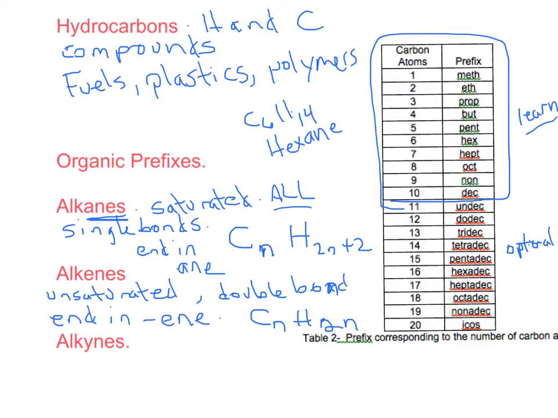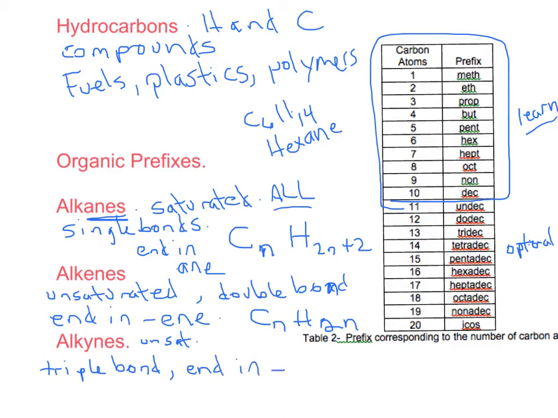And the last one is an alkyne. So that's also unsaturated, and it has at least one triple bond. And in reality, chemicals and compounds can have double, triple, single, all in the same thing. But that will come up in a whole different class called organic chemistry. You're going to love it. Yeah, I like naming. Sure. So triple bond ends in -yne.